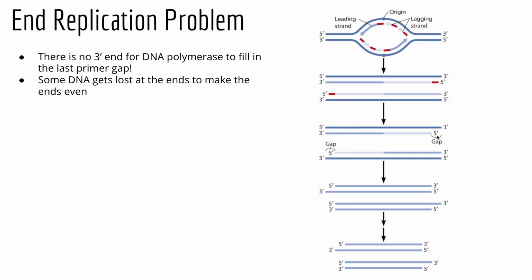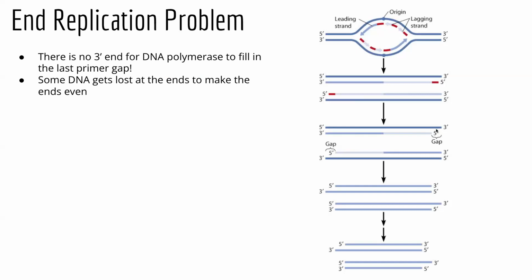So what ends up happening is there ends up just being a gap and the RNA is removed. But because of that, some of the DNA, the next time it replicates, this excess DNA is going to get cut. So the next time it replicates, it's going to lose a little bit of information.